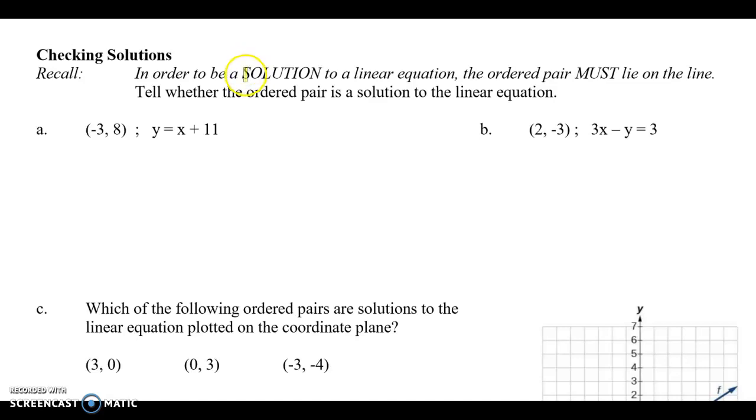In order to be a solution to a linear equation, the ordered pair must lie on the line when we're looking at a picture, or it must make the equation true if we're looking at an equation.